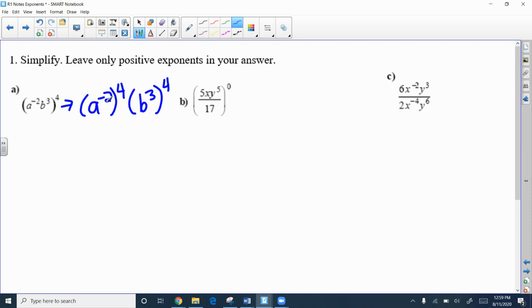Now I have to use the power to a power rule. That's rule number 3. The rule for that is keep the base and multiply the exponents. So this one, a to the -2 to the 4th power, becomes a to the -8.